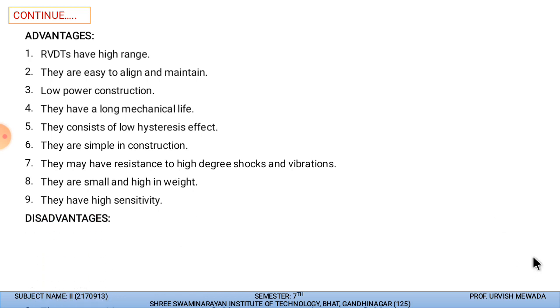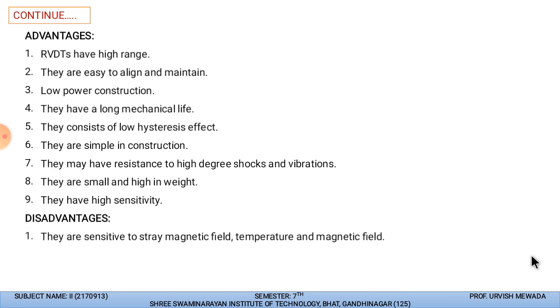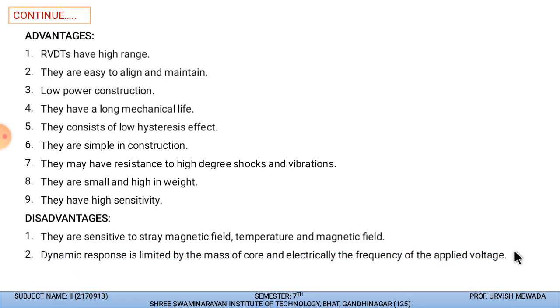And the disadvantages of this RVDT are that they are sensitive to stray magnetic field, temperature, and magnetic field effect. If the temperature of the transformer increases, there might be a chance of generation of losses, and more losses will occur. So temperature can affect, and a stray magnetic field can also affect the output of the transformer or transducer.